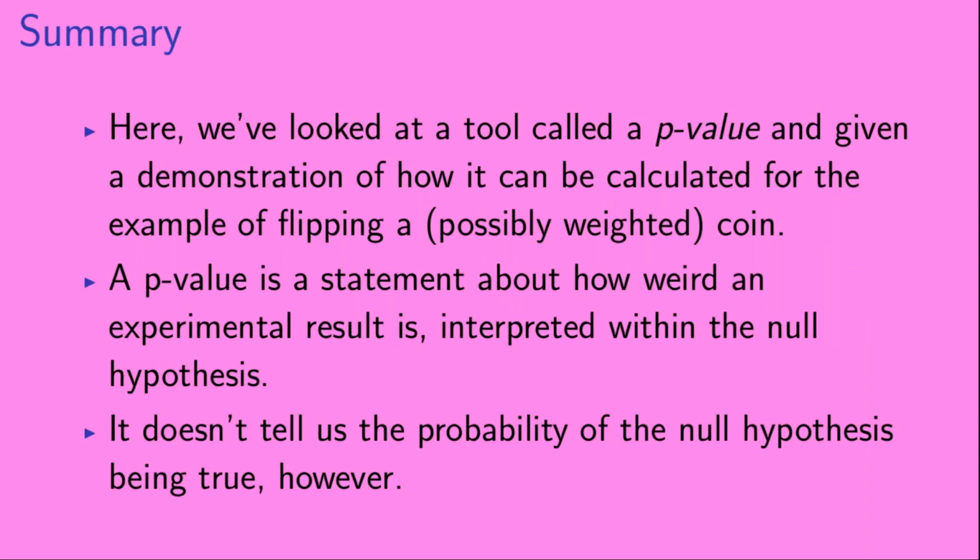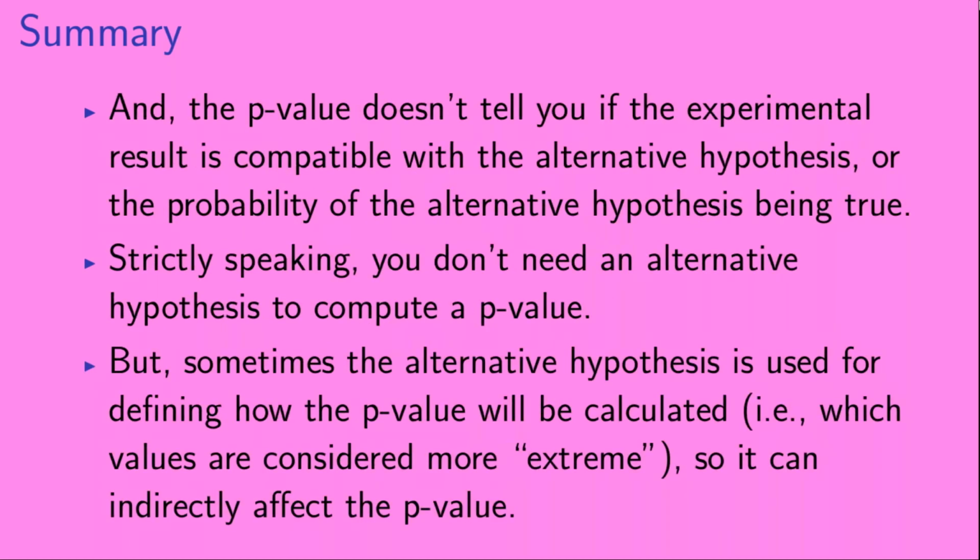Okay, so let's summarize. Here we've looked at a tool called a p-value and given a demonstration of how it can be calculated for the example of flipping a possibly weighted coin. A p-value is a statement about how weird an experimental result is interpreted within the null hypothesis. It doesn't tell us the probability of the null hypothesis being true, however. And the p-value doesn't tell you if the experimental result is compatible with the alternative hypothesis or the probability of the alternative hypothesis being true.